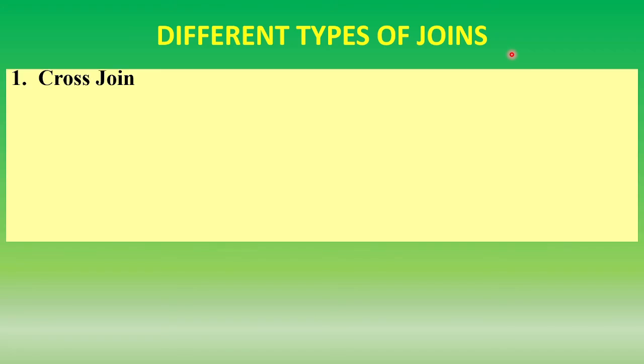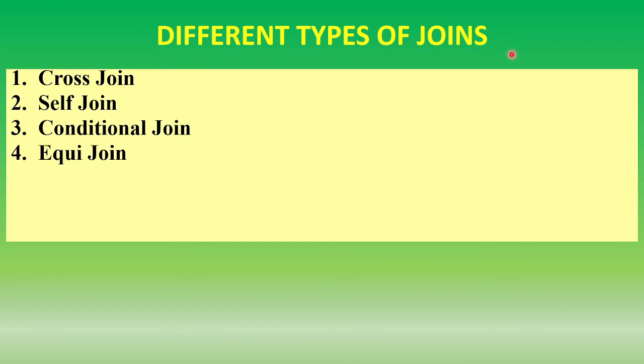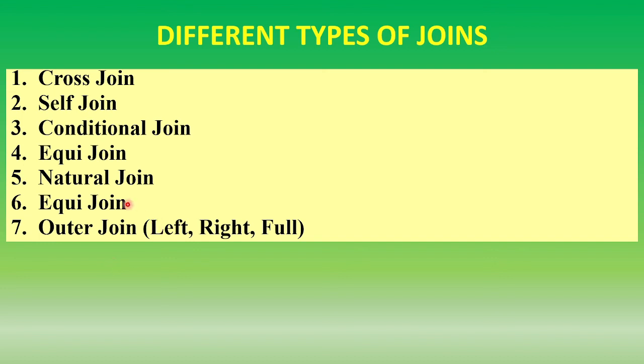Now there are different types of joins. Based on the situation, we have to use those joins. First is cross join, second self join. Third we have conditional join. Fourth is equijoin. Fifth is natural join. And sixth is outer join. In outer join, you have three joins: left outer join, right outer join, and full outer join. These different types of joins we will study one by one in upcoming videos.